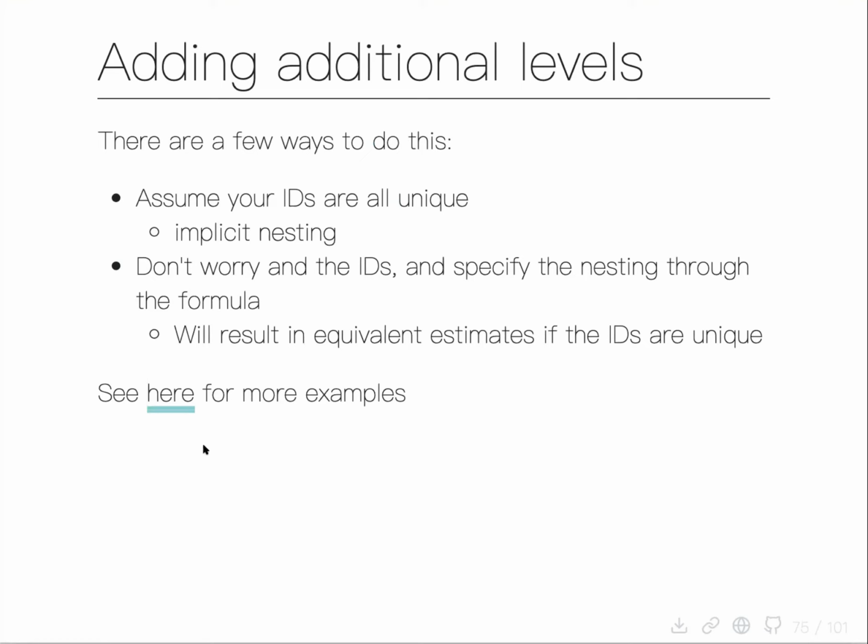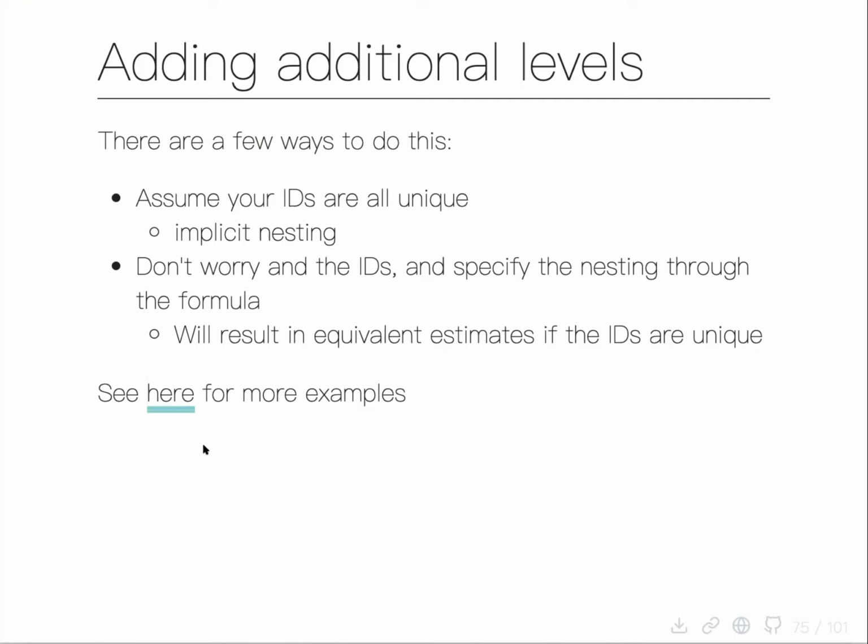Okay, so there's sort of two different ways that we can approach this. We can assume your IDs are all unique, and then you have implicit nesting. Okay, so for instance, I have student 1 through 5 in school 1. When I get to school 2, the first student ID is 6, and there is no student 1 through 5 in the second school. Okay, that's implicit nesting. If instead I have student 1 through 5 in school 1, and then I have student 1 through 5 in school 2, then you have to model it. You have to use your syntax differently. You have to explicitly state the nesting. Okay. I tend to always have unique IDs, and so I tend to not worry about it, and I use implicit nesting syntax. Okay, but I'm going to show you both.